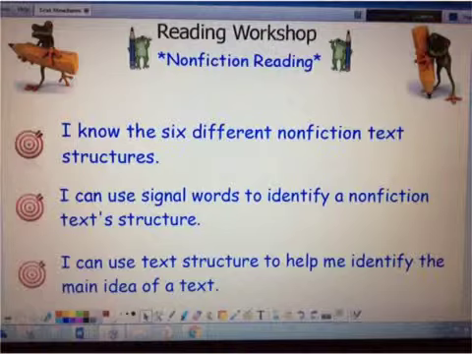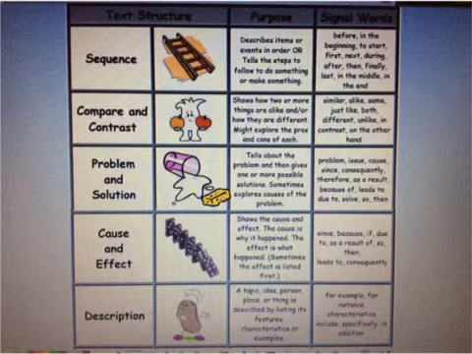In this video I'll be teaching you about the 6 different nonfiction text structures that we will be using to find the main idea of the nonfiction text we read. Your learning targets are: I know the 6 different nonfiction text structures. I can use signal words to identify a nonfiction text structure. And I can use text structure to help me identify the main idea of a text.